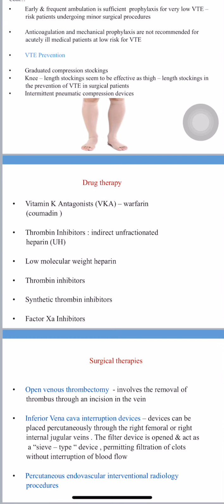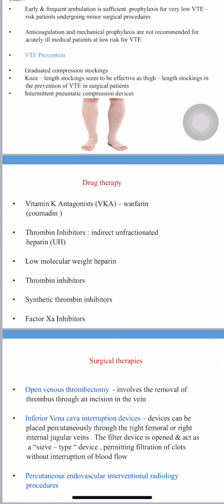So in this case, we are using the direct thrombin inhibitors. So next is synthetic thrombin inhibitors, which are used in patients at risk for heparin-induced thrombocytopenia and used for venous thromboembolism prevention in joint replacement surgery.